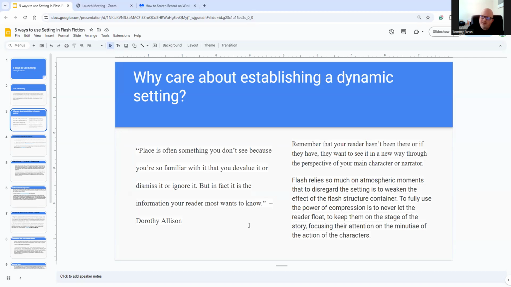We all want to go someplace else. We want to visit other cultures, other venues, places that take us far or maybe even closer to where we are now. Remember that your reader hasn't been there, or if they have, they want to see it in a new way through the perspective of your main character or narrator.